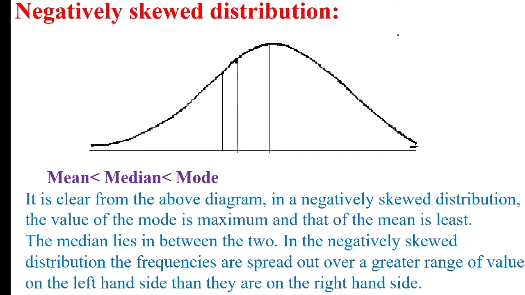Then we can say it is called negatively skewed. In these distributions, frequencies are spread over a greater range of values on the left-hand side than they are on the right-hand side. That is called a negatively skewed distribution.